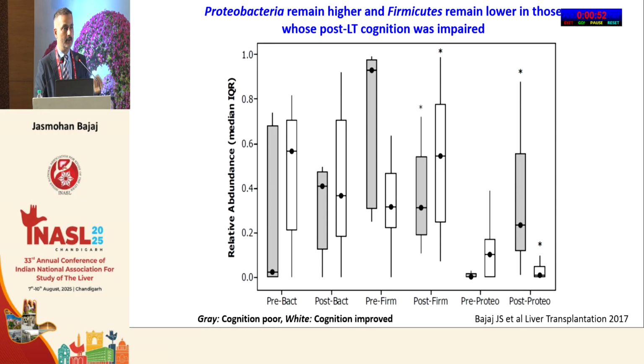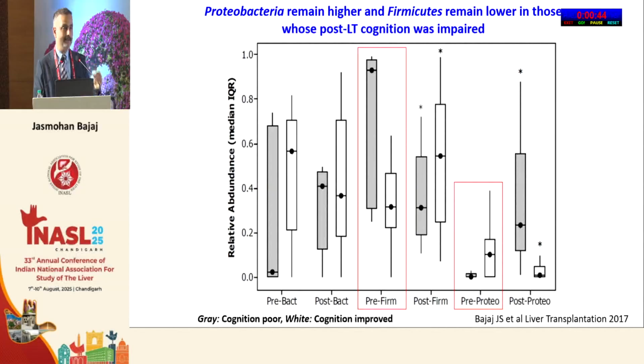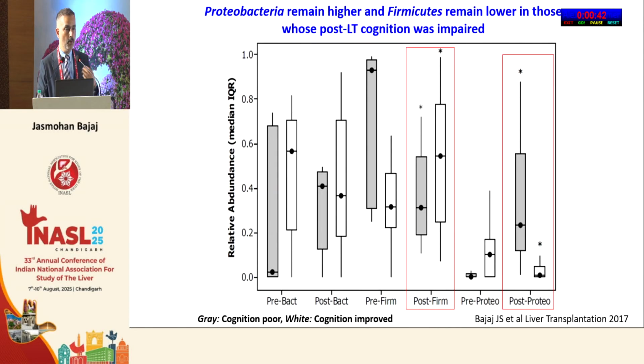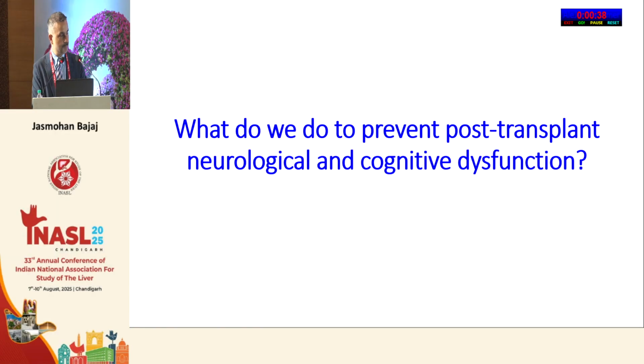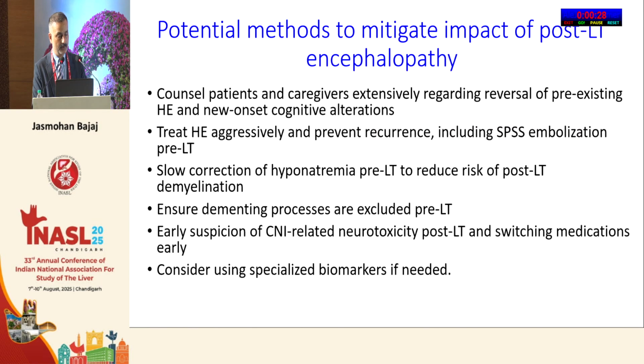And with the study that we had done, the patients who had either new onset cognitive impairment or whose cognitive impairment did not get better, they had less of the beneficial bacteria and more of the non-beneficial or the pathobiont bacteria, such as proteobacteria, like E. coli and gram-negative rods. So ultimately, what do we do to prevent post-transplant neurological and cognitive dysfunction?